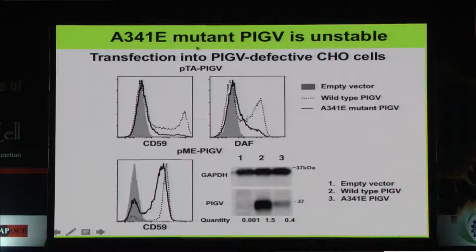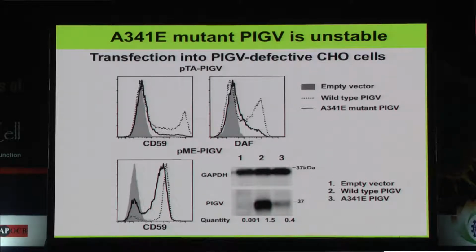And this is the result with one of the mutations, alanine 341 to glutamic acid. The PIGV-defective CHO cells don't express CD59 or DAF GPI-anchored proteins. But if you transfect wild-type PIGV cDNA, the surface expression of GPI-anchored proteins is fully restored. But if we transfected the mutant cDNA, the surface expression recovery is very weak. So apparently the mutant has some activity, but severely reduced activity.